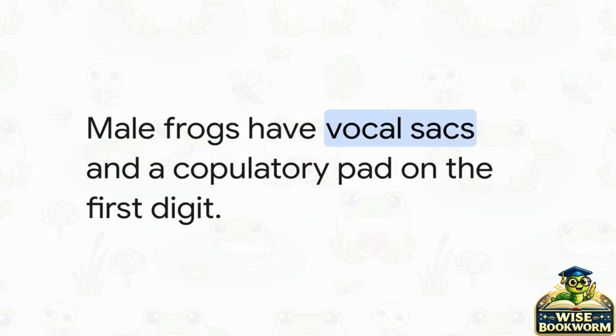In the Indian bullfrog, this involves clear sexual dimorphism, meaning you can physically tell the males apart from the females. For instance, if you spot a frog croaking loudly to attract a mate, you're looking at a male utilizing his specialized sound-producing vocal sacs. Males also have a copulatory pad on the first digit of their forelimbs to assist during mating. Female frogs simply do not have these features.